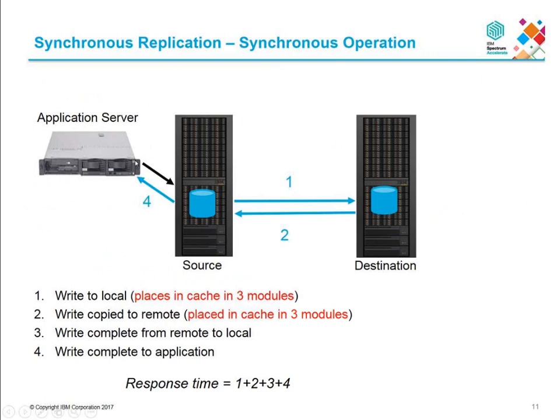And what happens is it writes to the host, then the source writes to the destination, the destination acknowledges that it gets it, and then the source acknowledges the host. So I now get that data transfer time from source to destination, and it's going to affect the latency that the application sees.